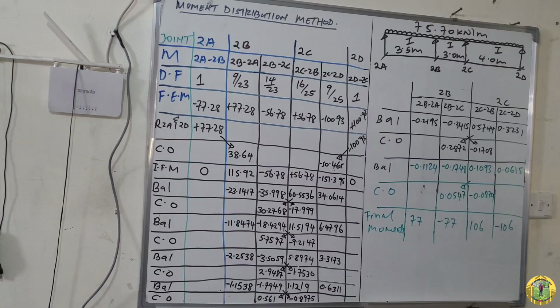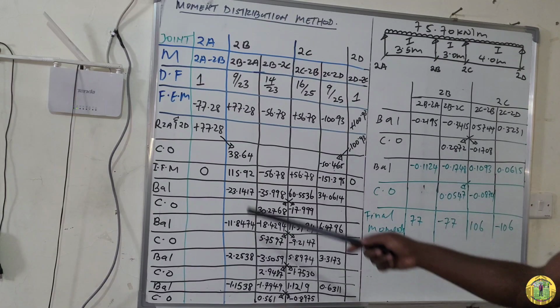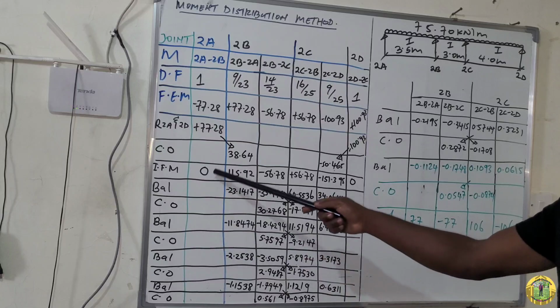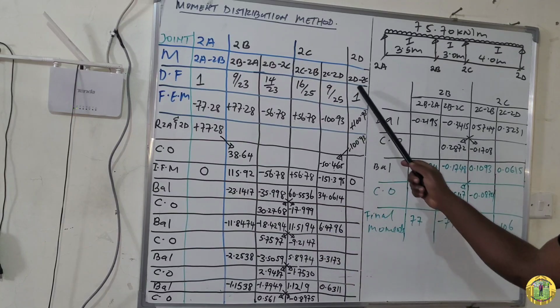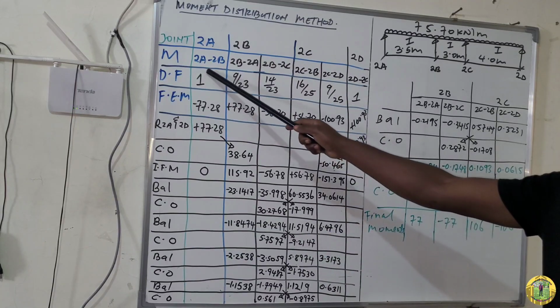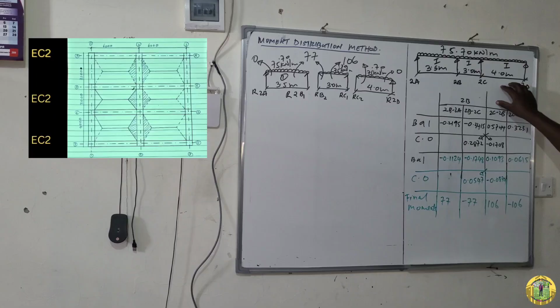After calculating the reactions, we will now be able to draw the shear force and bending moment diagram, which will help us in designing the beam. So allow me to clean, but you can write this somewhere: 77, negative 77, 106, 106. Remember also to include 0 and 0 for the members 2D, 2C, and 2A, 2B.